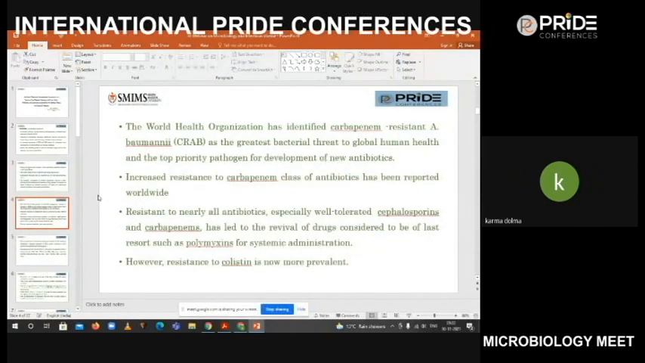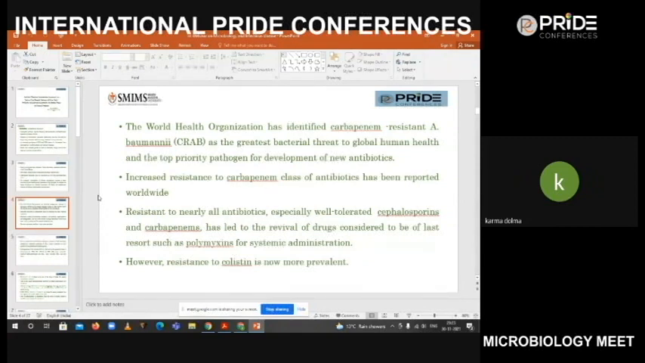Now, as a result, WHO has identified carbapenem-resistant A. baumannii, or CRAB, as the greatest bacterial threat to global human health, and has placed it as a top priority pathogen for the development of new antibiotics. Now, the high prevalence of these kinds of strains, they are resistant to almost all the antibiotics, especially those well tolerated cephalosporins and the carbapenems. Okay, the resistance has emerged.